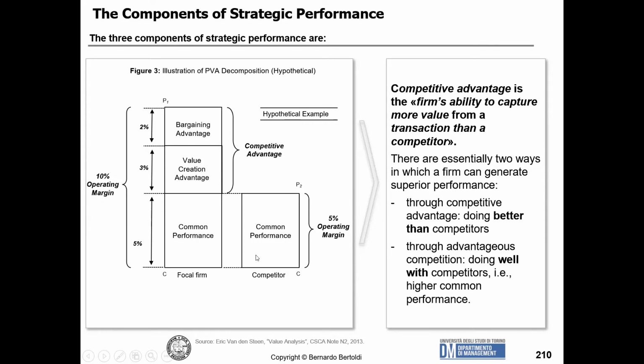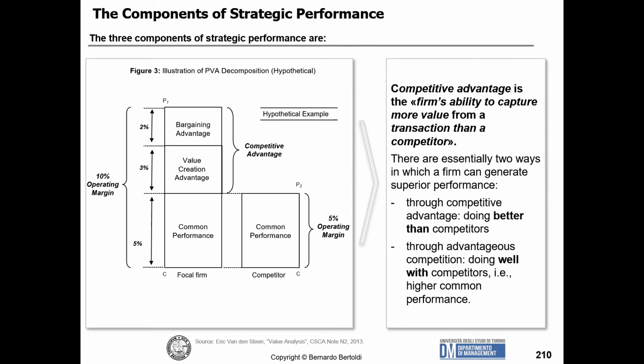Or let's say your competitor is getting 5. Then we have another additional 5. Our price P1 is higher than our competitor's P2, and we are getting this additional 5 for 2 reasons. The first one is 3% because I create more value than him, and 2% because I have a higher bargaining advantage than him. So this is my competitive advantage.